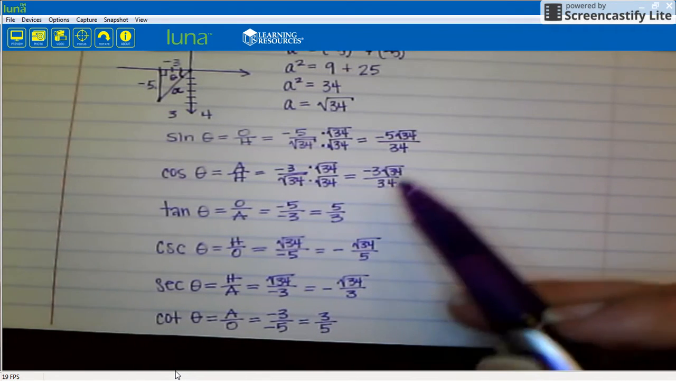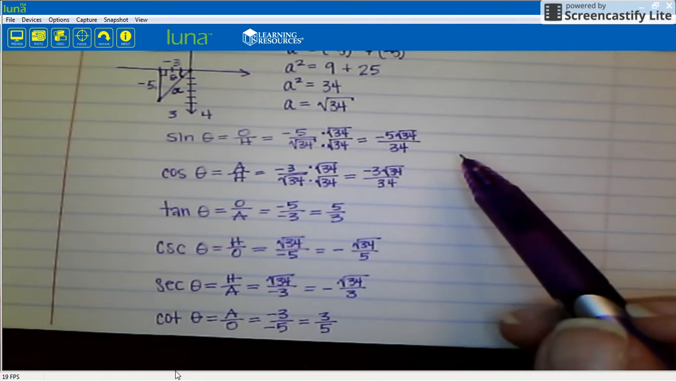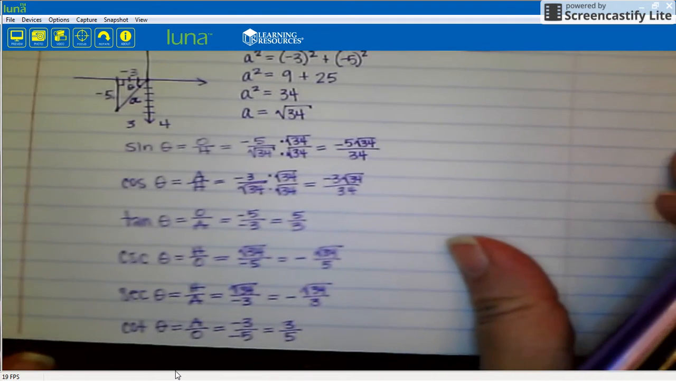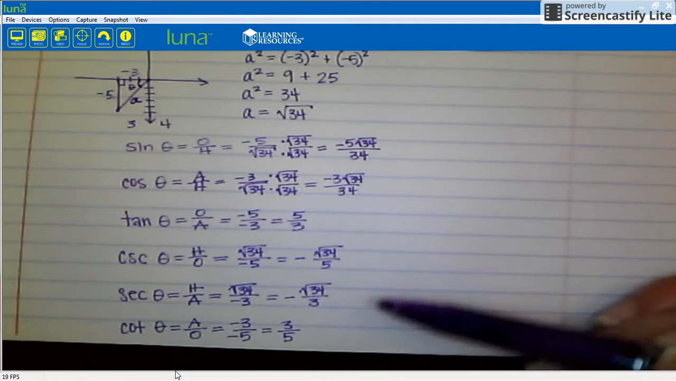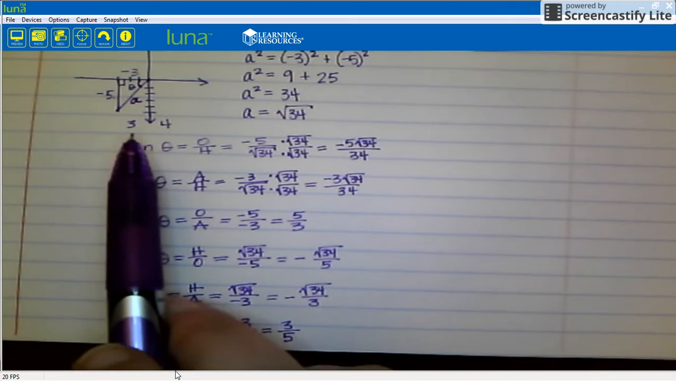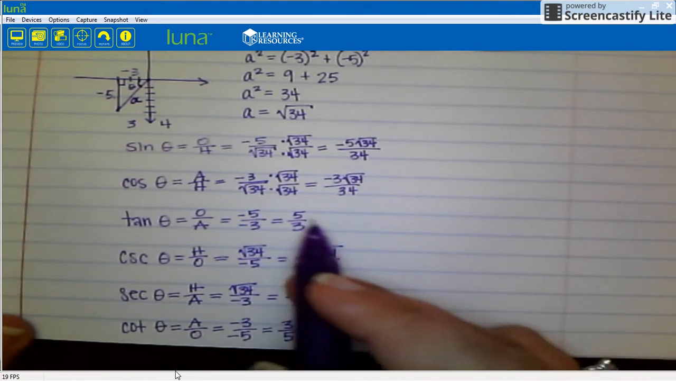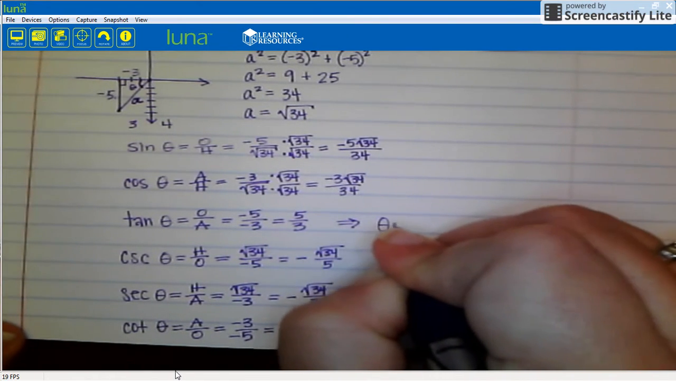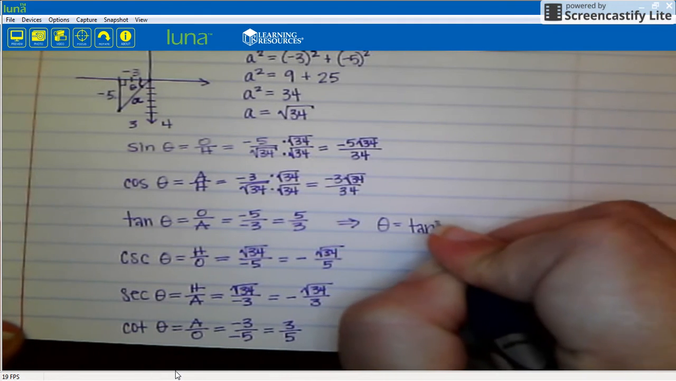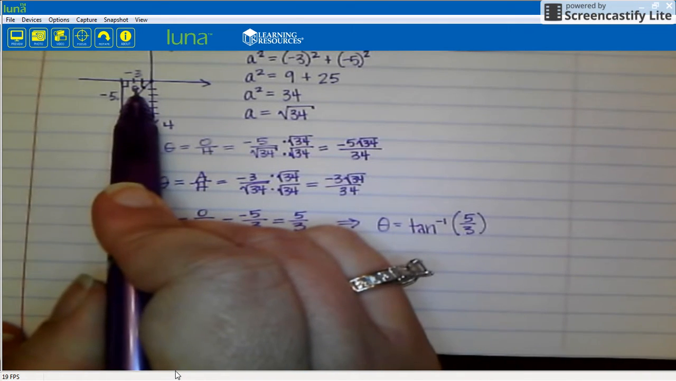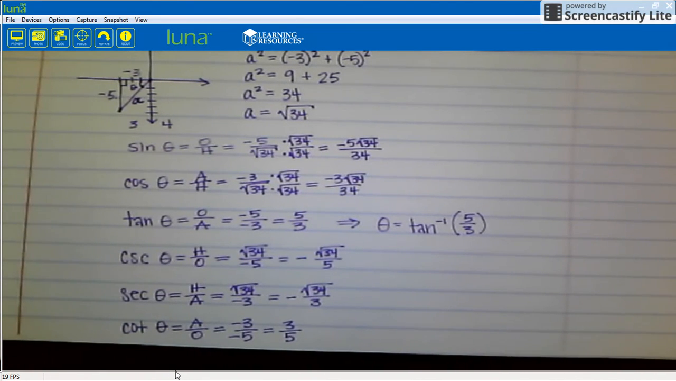Okay. And then once we know these relationships, we can also find the angle measure of theta. To do that, I can take any one of these trig functions, and it doesn't matter which one you take, and you're going to take the inverse of that trig function. I'll take tangent since it's the easier one to work with in the calculator. If I take the inverse tangent of 5 over 3, that will give me the value of my angle theta here that lives on my x-axis.